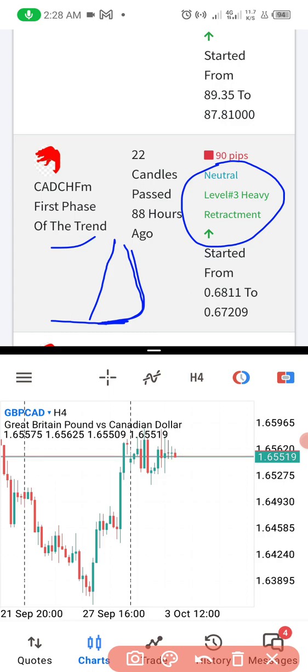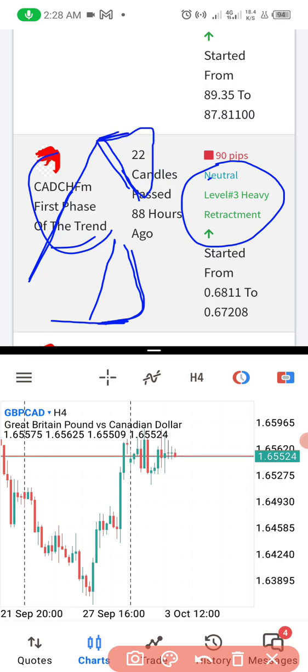Now, this is what it looks like coming from the top, meaning that price has been on an uptrend ever since, so it's trying to come back now. As you can see, we have the level 3 heavy retracement. That means this price is trying to force its way back again to break this high. Once it breaks this high, this first phase of a bearish move will now turn to last phase of a bullish move. But if it does not succeed, then you will see something like this.